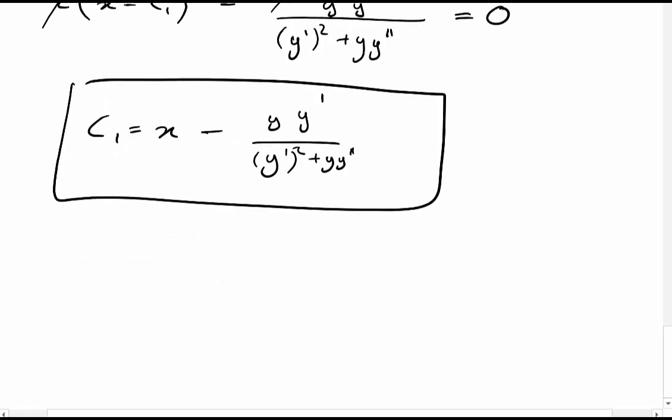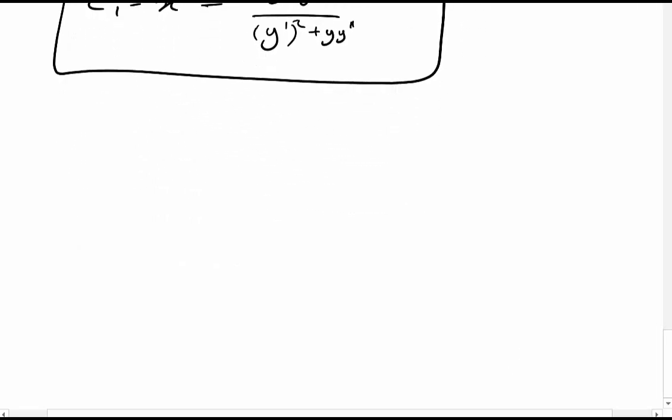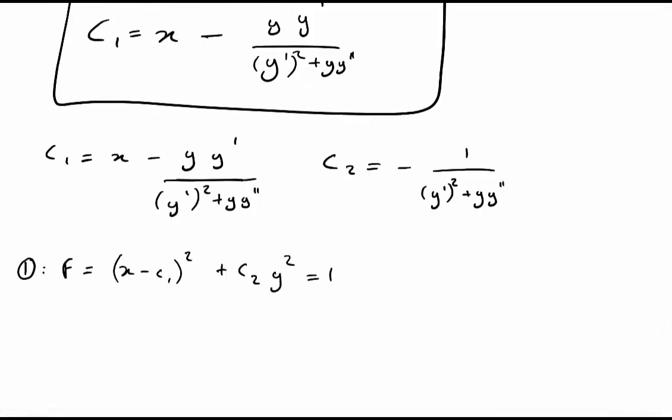Now I know what C1 and C2 are. Let me just write what C1 was. C1 equals x minus y dash over y dash all squared plus y times y double dash. And C2 is minus 1 over y dash all squared plus y times y double dash. And this is my original function: x minus C1 all squared plus C2 y squared equals 1.